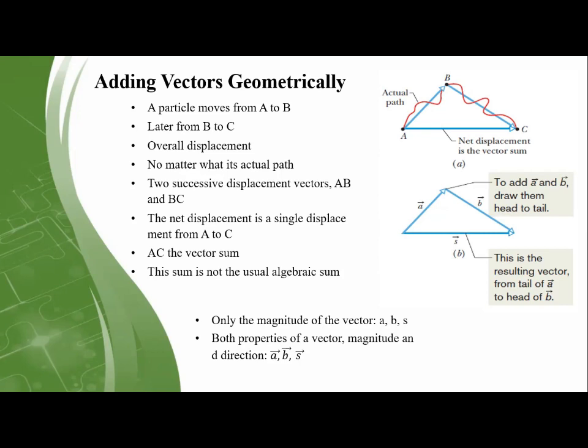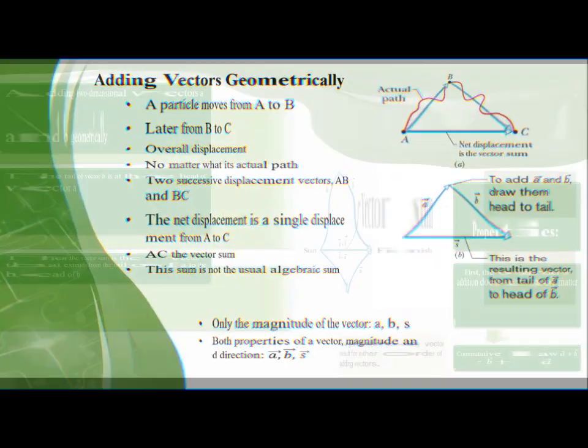We can represent the relation among the three vectors in figure b with the vector equation S equals A plus B, which says that the vector S is the vector sum of vectors A and B. The symbol plus in the equation and the words sum and add have different meanings for vectors than they do in the usual algebra because they involve both magnitude and direction.